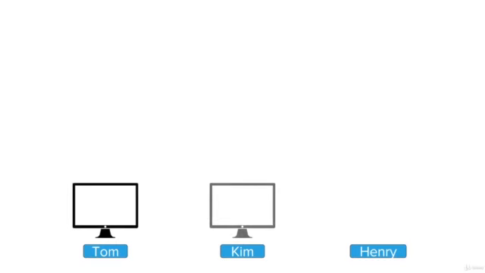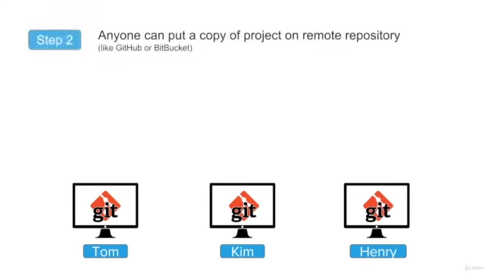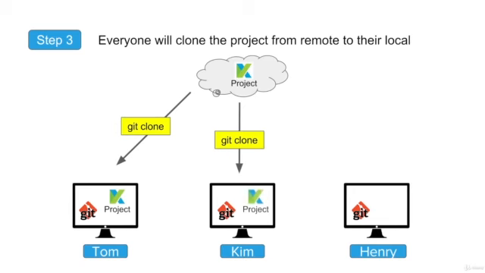Let us say this is Tom's system, Kim's system, and Henry's local system. So step 1 will be all members will install Git on their system. So Tom will install Git, Kim as well as Henry. And then step 2 is any one of them can put their project to a remote repository like Bitbucket or GitHub. And then step 3 will be everyone will clone this project from the remote repository. So they will do a git clone and Tom will get a local copy of the project. Similarly, Kim will get a local copy and Henry.